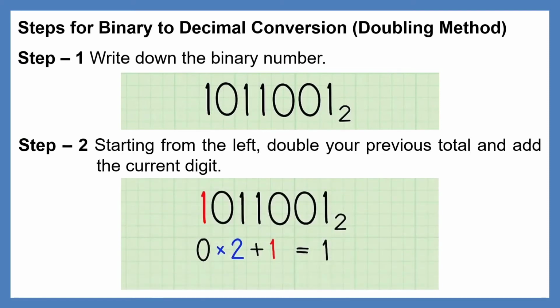Since we're just starting the conversion of binary to decimal, there is no previous total, so the previous total is 0. Then we're going to multiply it by 2, or double it, and then add the current digit, which is 1.